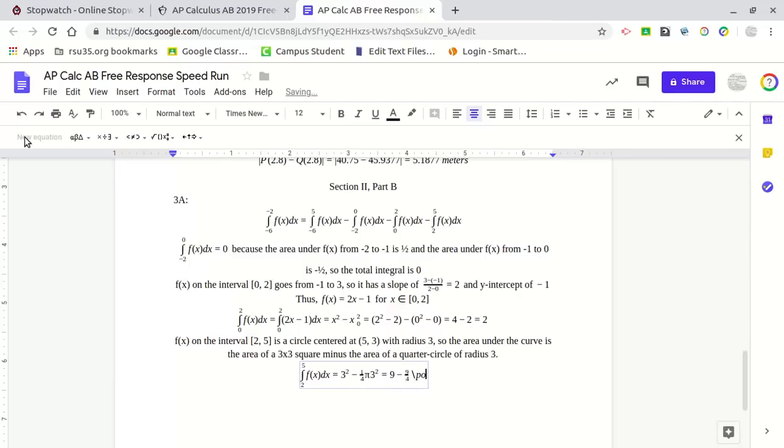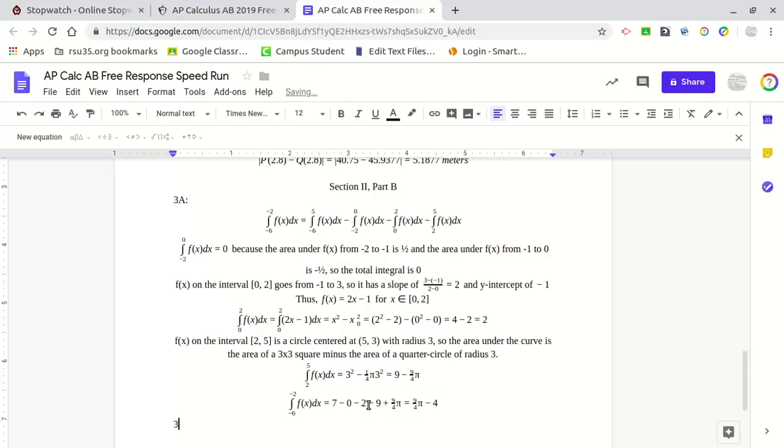Oh wait, that's not a final answer. I still need to do all of this. Okay, so to reiterate, the integral from -6 to -2 of f of x dx is 7 minus 0 minus 2 minus 9 plus 9/4 pi. I'm distributing the negative. So 7 minus 11 is -4, so we get 9/4 pi minus 4. Okay, that is our final answer.